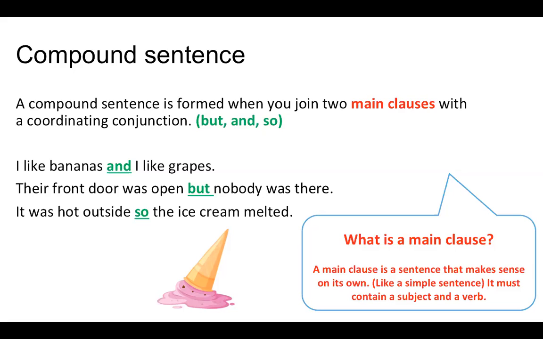So that's the key thing with a compound sentence, is we're extending our sentence, but if you were to take the conjunction away, you would see that both parts of the sentence are standalone sentences. They could be simple sentences in their own right.